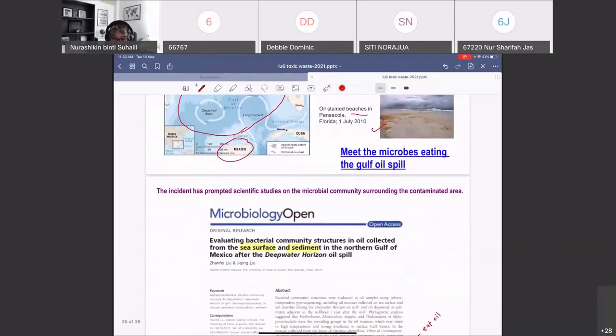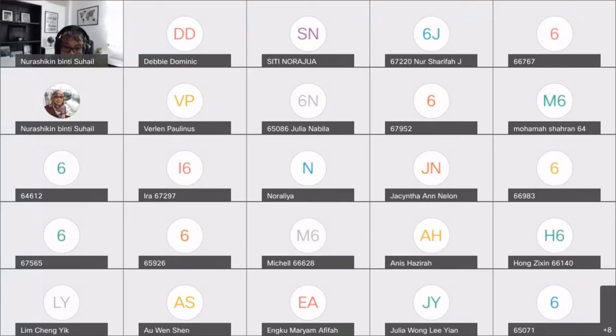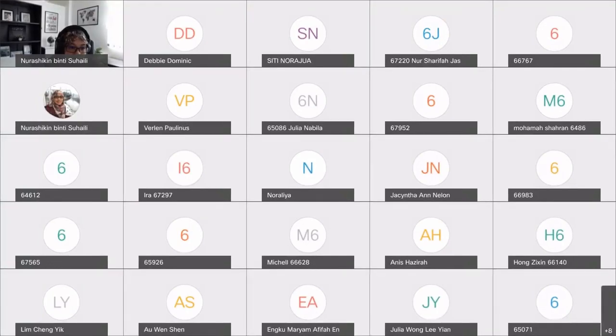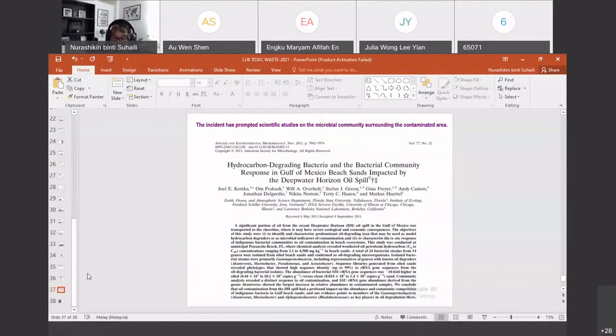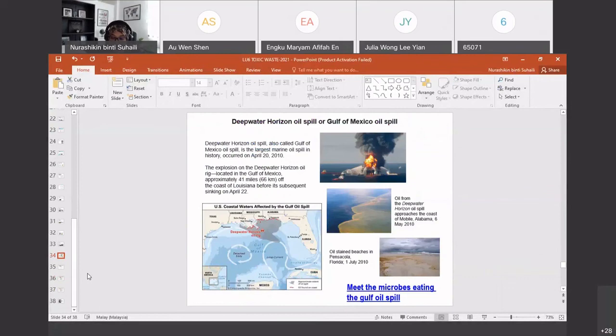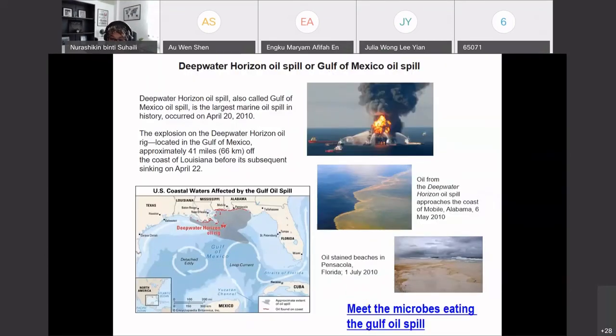The last one, I want to share this one just now, actually. Any questions so far? Do you understand what I'm discussing? Okay, just want to show you the microbes that eat the Gulf oil spill. These are what I found on the internet. Okay, thanks for the response.